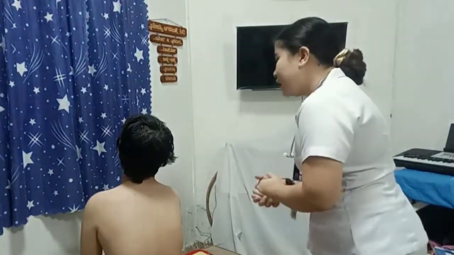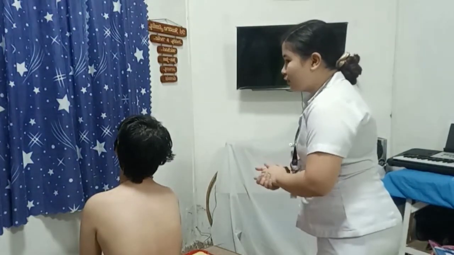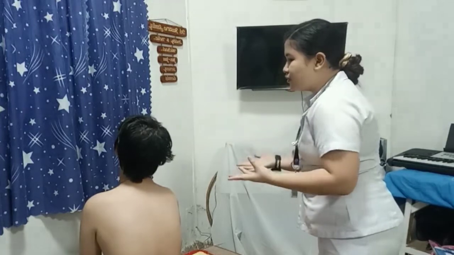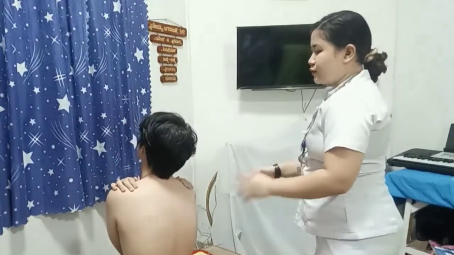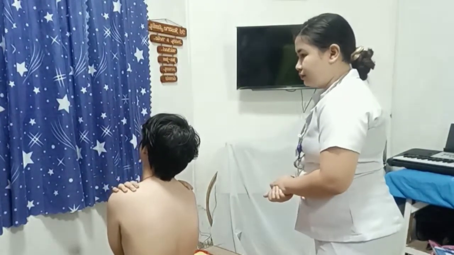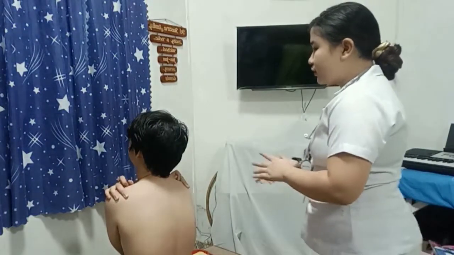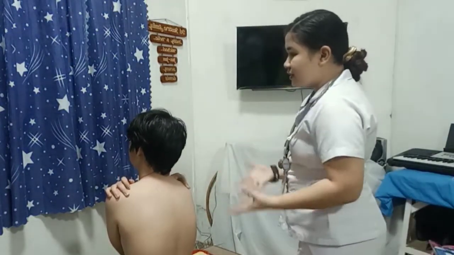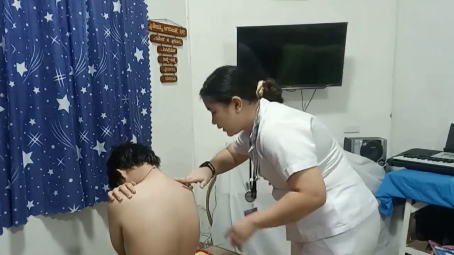So since the lungs are filled with air, the percussion tone must give resonance. So Kevin, I am going to percuss or do a tapping motion in the posterior thorax to assess for your lungs' resonance, okay? So I need you to fold your arms across your chest like this, to move away the scapula to expose your lung tissue. So I am now going to start percussing, okay? So I will percuss in your intercostal spaces at about 5 centimeter intervals in a systematic sequence. Okay, Kevin?